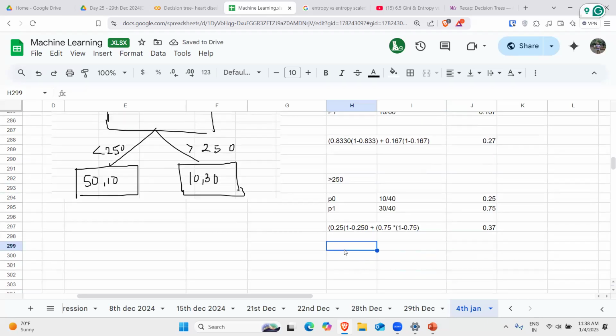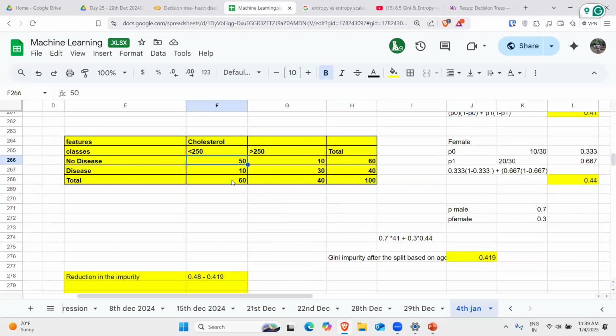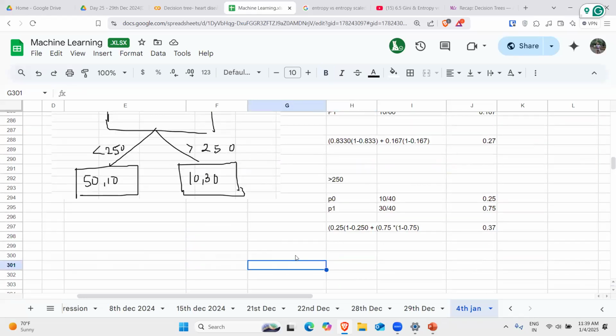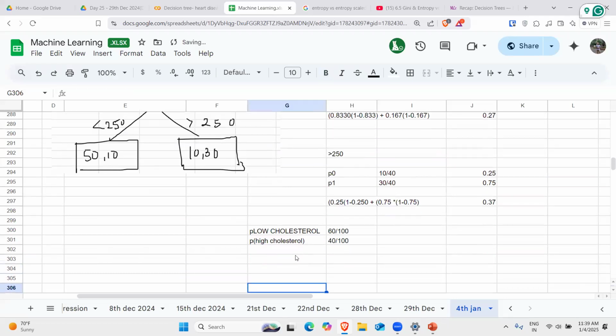The overall impurity for the data after the split based on the cholesterol can be computed by taking the weighted average of the impurities of the high and low cholesterol nodes. So probability of low cholesterol node is 60/100, that is 0.6. High cholesterol node is 40/100, right? So I'll just write down over here: probability of low cholesterol will be 60/100. Probability of high cholesterol will be 40/100, right?